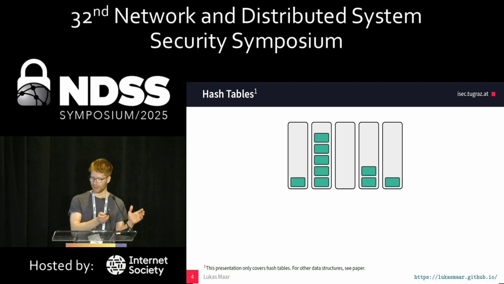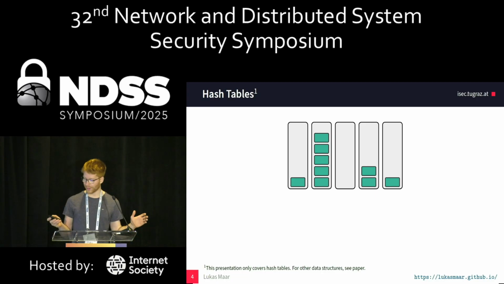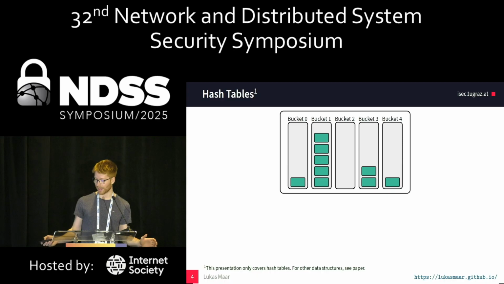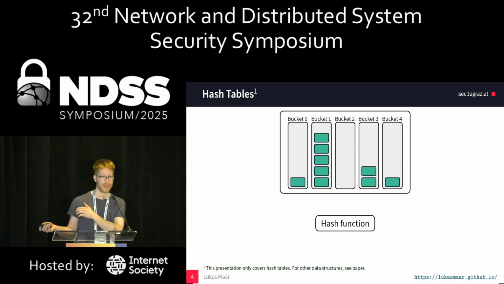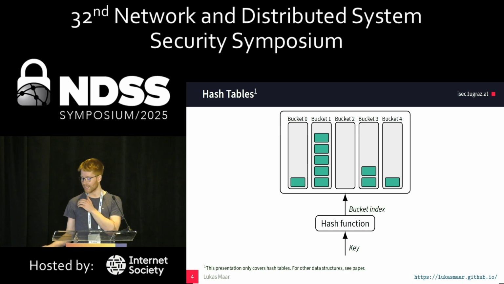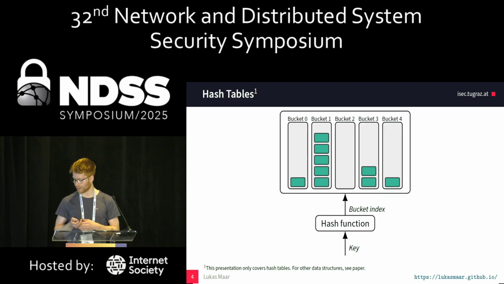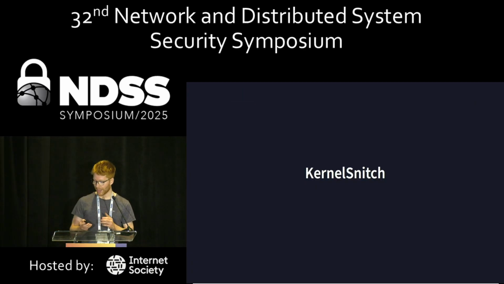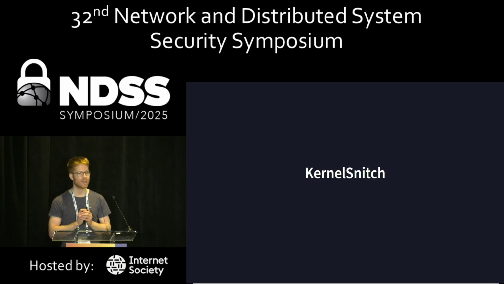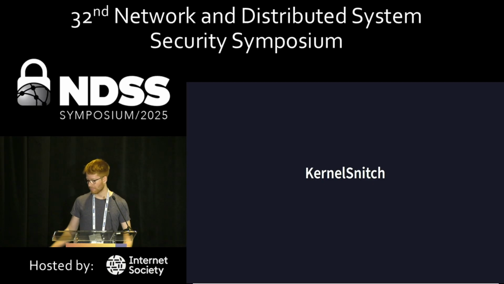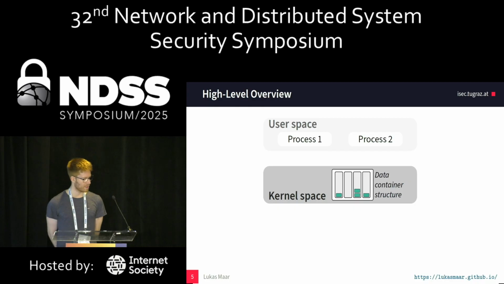It takes different linked lists, calls them hash buckets, and then the Linux kernel also uses a hash function, which takes a key as input and the hash bucket index to refer to the specific hash bucket as output. And combining both results in exactly KernelSnitch, which I will present.